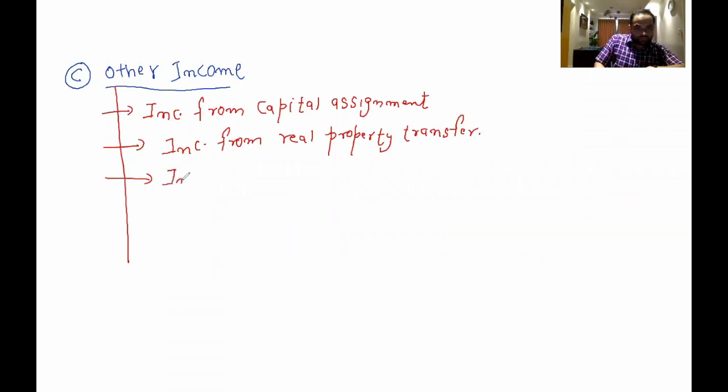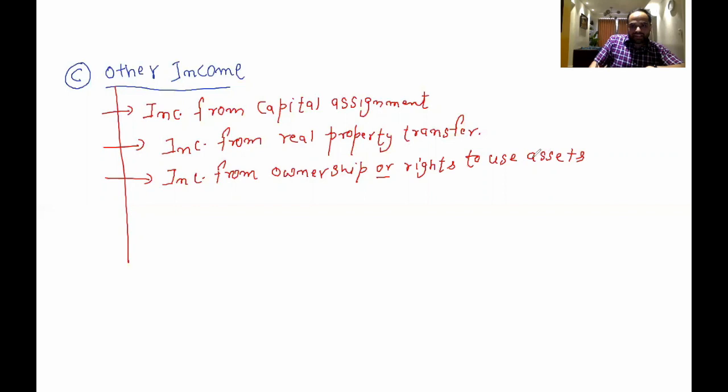So income from ownership or rights to use assets. So it's mainly about the copyright things. So if you generated any income in relation to ownership, right to use assets, that will be treated as your other income and we have to pay tax on it. Next one is income from exchange rate difference.